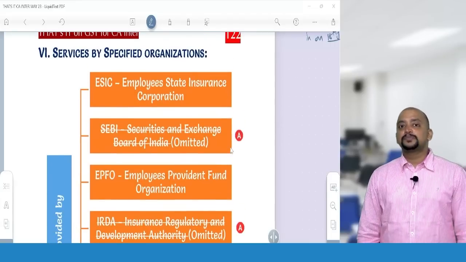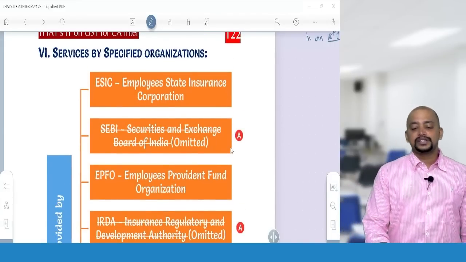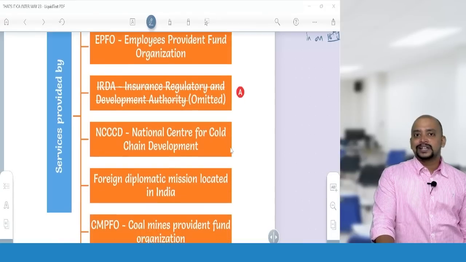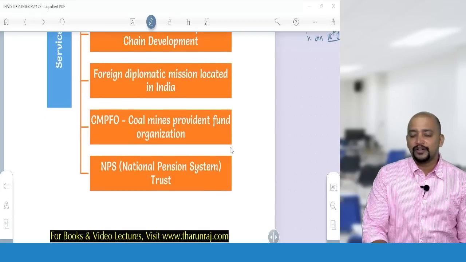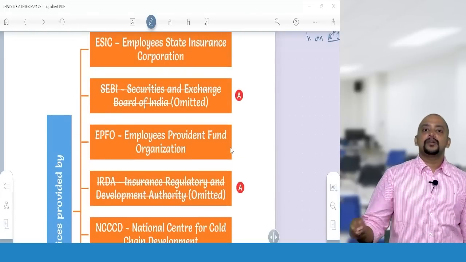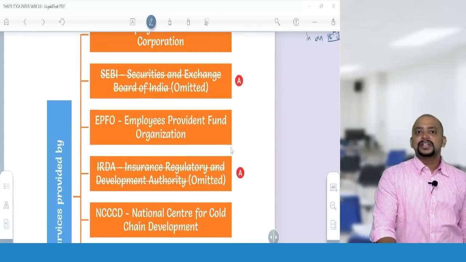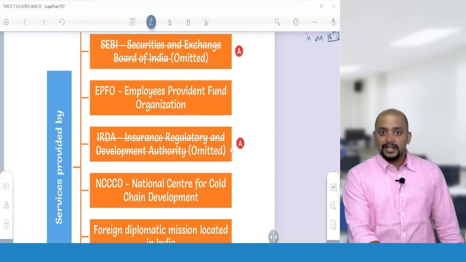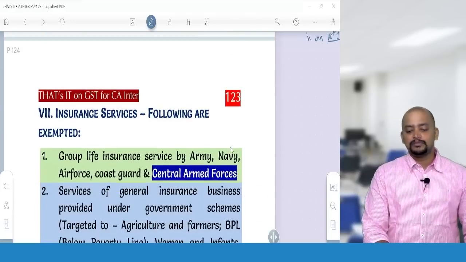Then services by specified organizations. These are the specified organizations: ESIC, Employee State Insurance Corporation, Employee Provident Fund Organization, National Center for Cold Chain Development, Foreign Diplomatic Mission located in India, Coal Mine Provident Fund Organization and NPS Trust. If they receive any amount, that is exempted. Previously, even SEBI, Securities Exchange Board of India, and IRDA, Insurance Regulatory Authority of India, were exempted. Now it is omitted, which means it will become taxable.